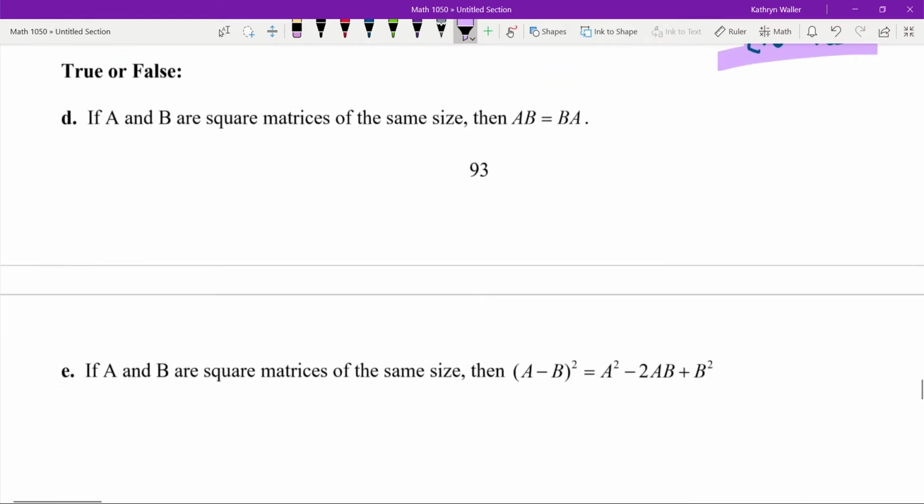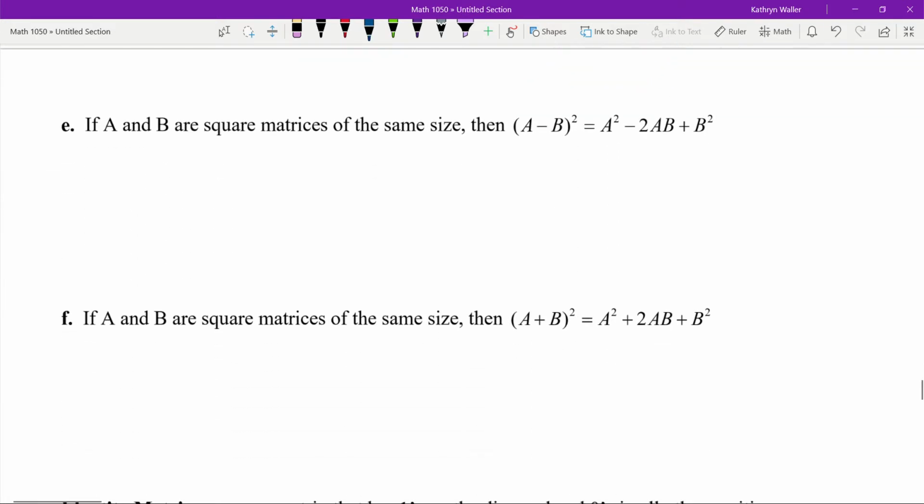Okay, here's some true-false questions that I've seen before. Is it true that A times B is always going to be the same as B times A? Yes or no? No. That is false. Okay. I'm just going to put false.